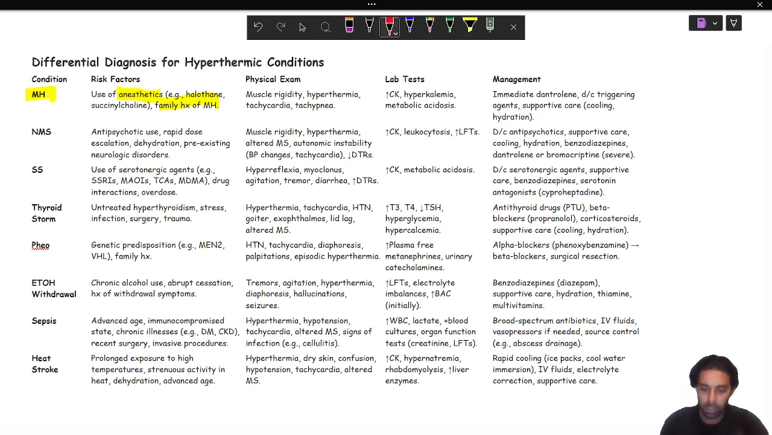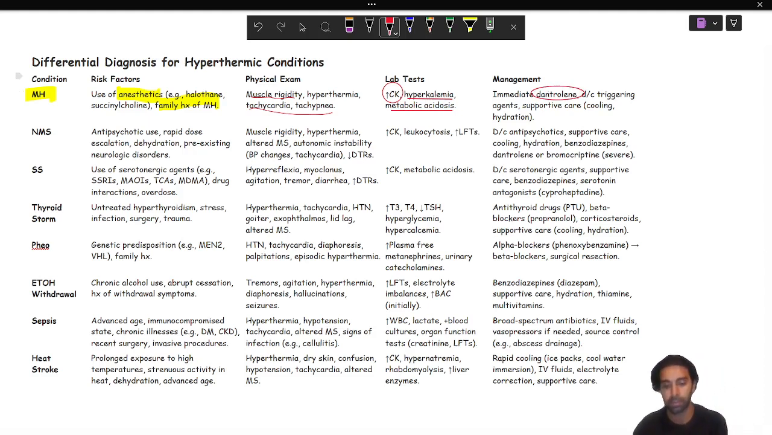And you can see that you get muscle rigidity, which is going to be common in a few things, tachycardia and tachypnea. So not much, but also looking at CK, so you can get a rhabdo, potentially can get hyperkalemia and metabolic acidosis, okay? And the treatment option is going to be dantrolene. Stopping the anesthesia is first, but administering dantrolene and then cooling techniques. But I'm just going to highlight the things that differentiate at this point.